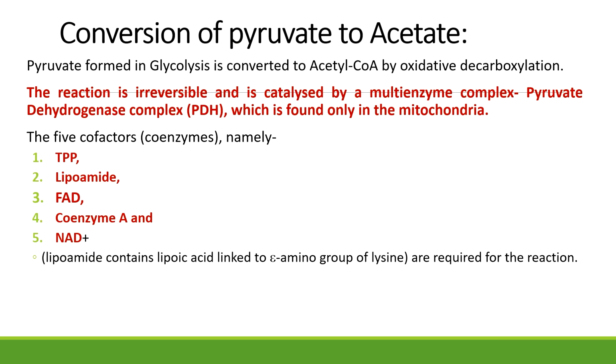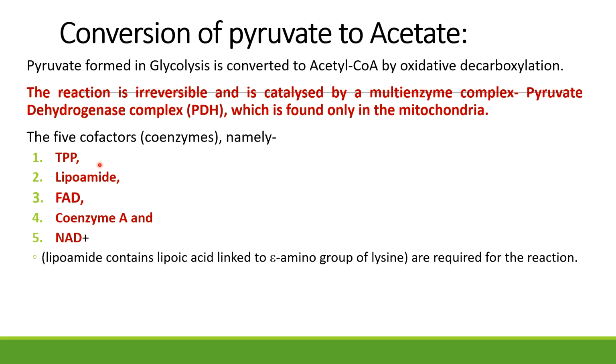We all know that pyruvate is the end product of glycolysis and that is converted to acetyl-CoA by an oxidative decarboxylation reaction. This reaction is considered to be irreversible and is catalyzed by a multi-enzyme complex, the pyruvate dehydrogenase complex, and this is found only in the mitochondria. This multi-enzyme complex requires 5 cofactors, or we call them 5 coenzymes.